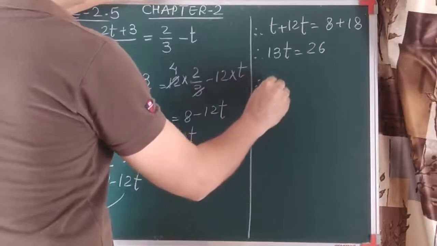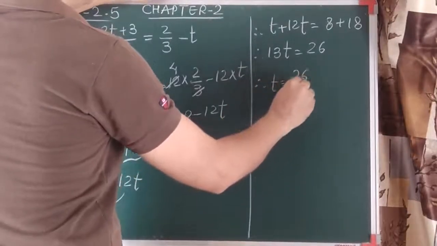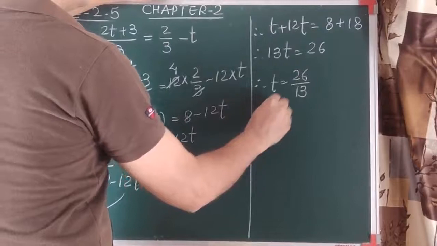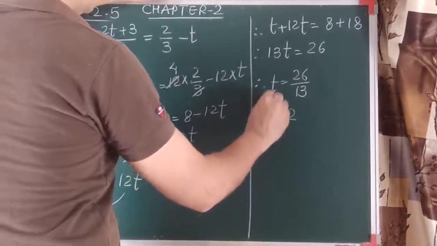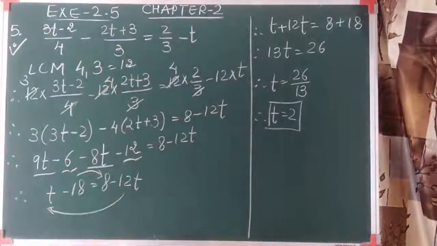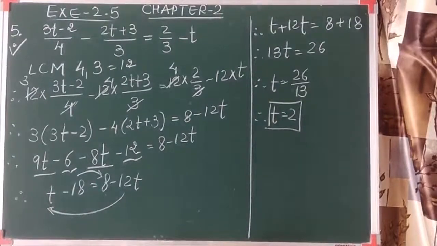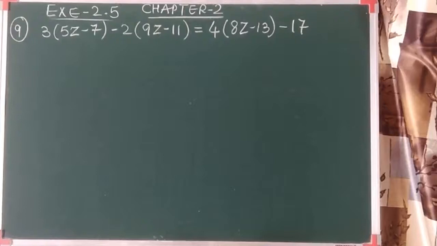So the value of t is equal to 26 by 13. 13 ones are 13, 13 twos are 26. So the value of t is equal to 2, which is called the solution of this linear equation in one variable. Let us simplify one more question.